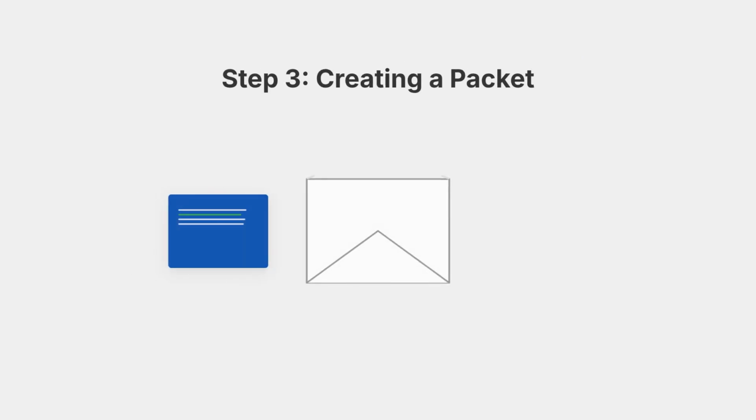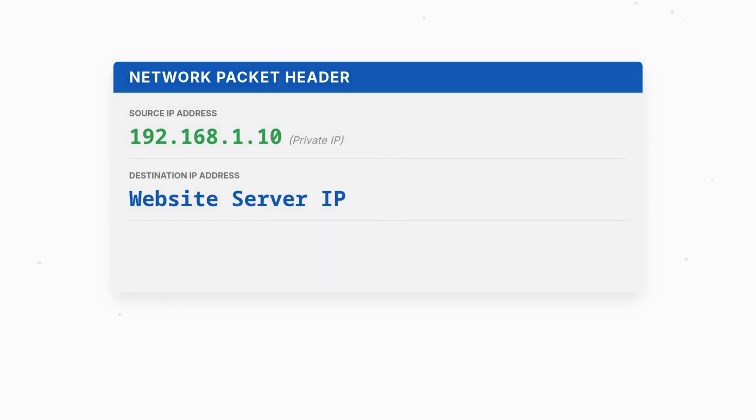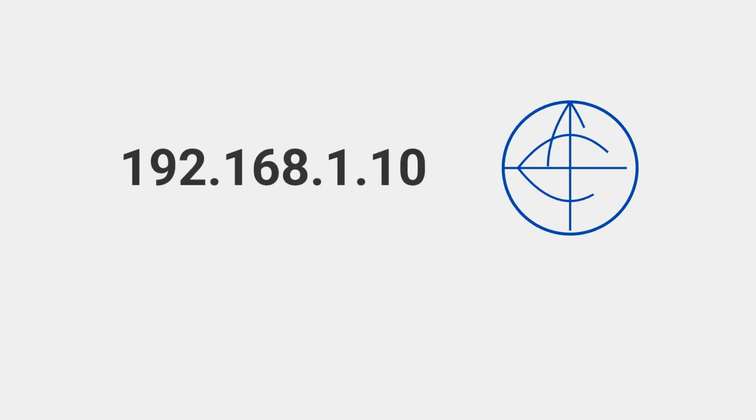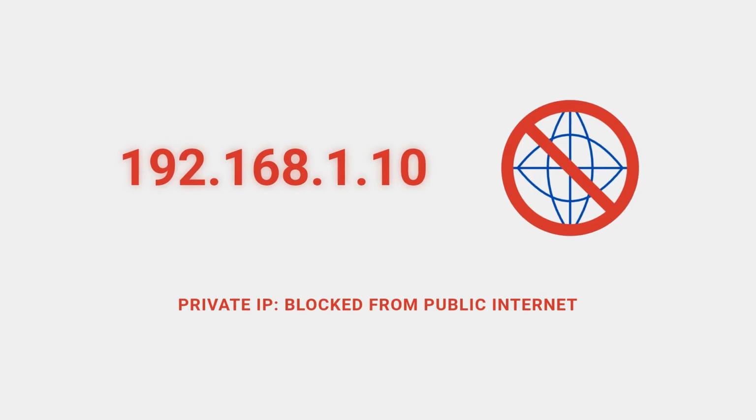Step 3, your system creates a packet. Your computer now prepares a network packet to send to the website. At this stage, source IP: 192.168.1.10, your private IP. Destination IP: website server IP. Important: this private IP is valid only inside your local network. It cannot travel on the internet.